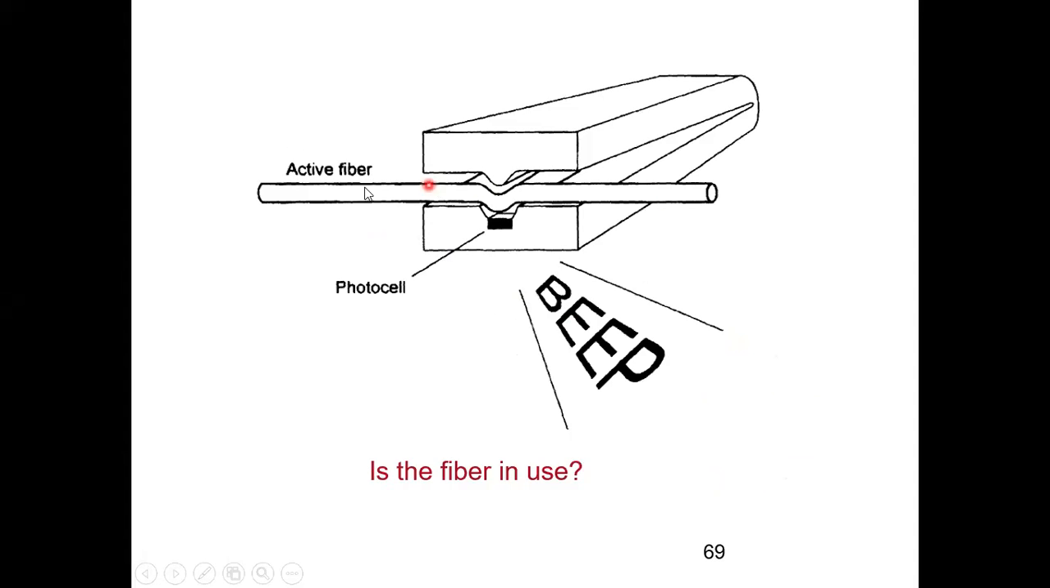Then suppose I want to check. How do I check? Suppose I don't have an OTDR, and I want to check whether my fiber is active or not. So what I do, in this groove, I place a photocell. So if the light is escaping through this fiber, the photocell will catch that. It will be active when it gets the light. So the moment the light escapes through this fiber, the photocell will sense it and it will raise an alarm.